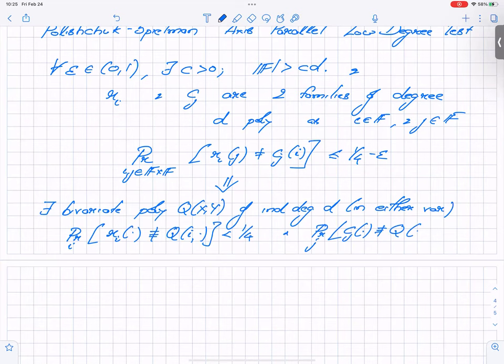We might not have got the exact numbers, 1/4 in this one. If you look carefully at Polishchuk-Spielman, those are the numbers you will get. If you don't get 1/4, that would change the 1/8. But otherwise, it's just movement from one constant to another constant.